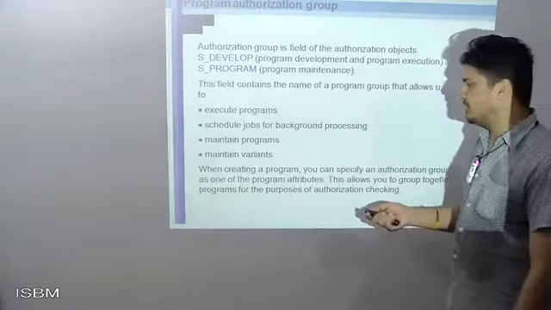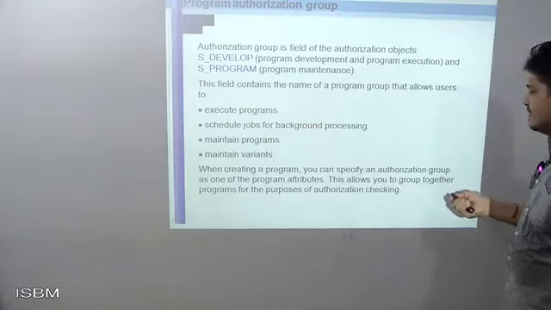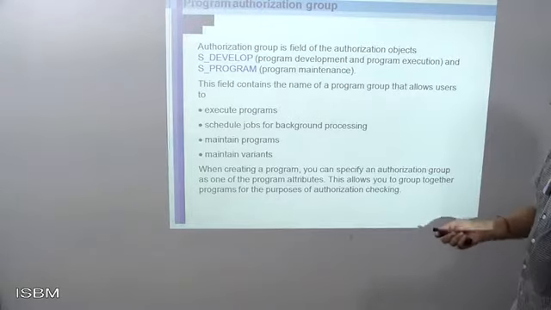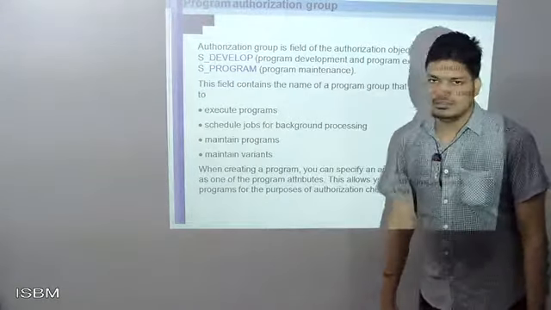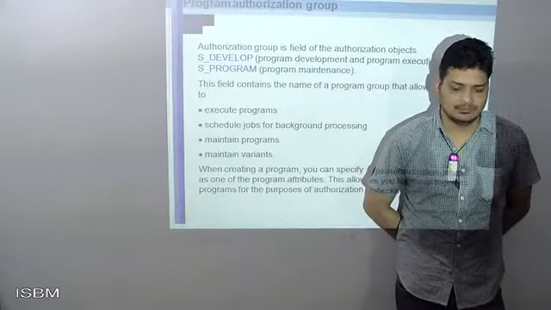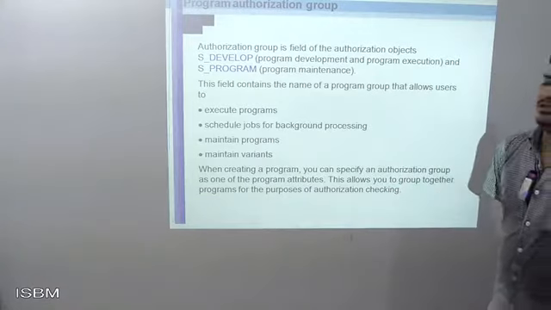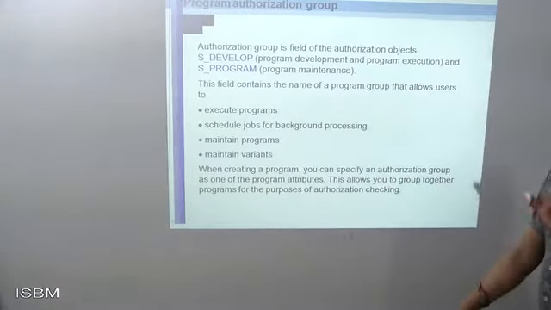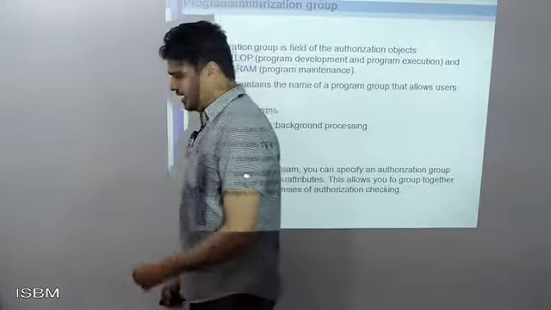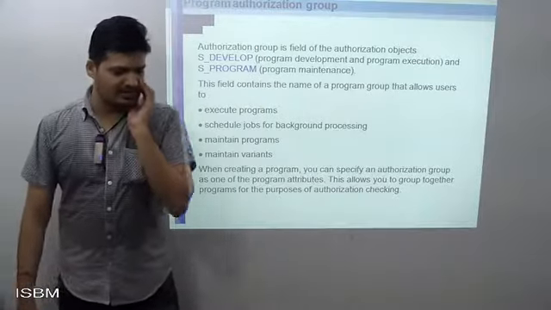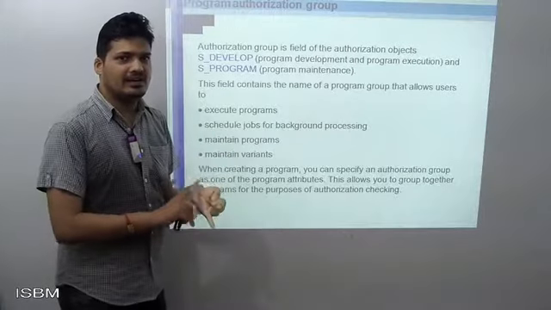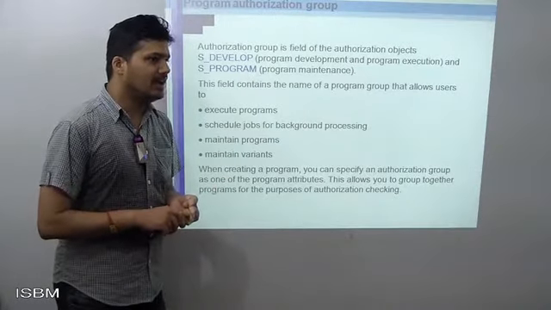When creating a program, you can specify an authorization group as one of the program attributes. This allows you to group programs together for the purpose of authorization checking. When you are creating a transaction code, I mean customizing a transaction code, there is a field asking for an authorization object. In real-time scenarios in SAP, the company does not want each and everyone to see the finance data or HR data.